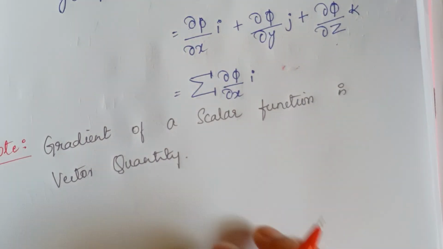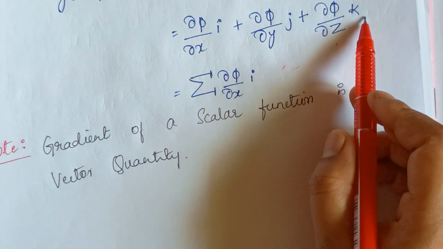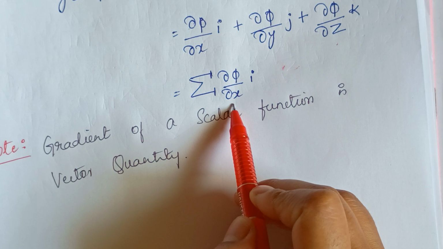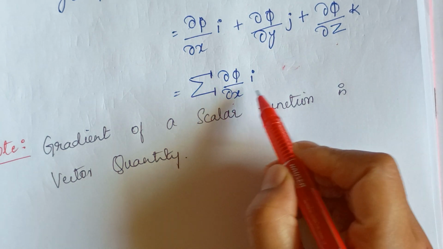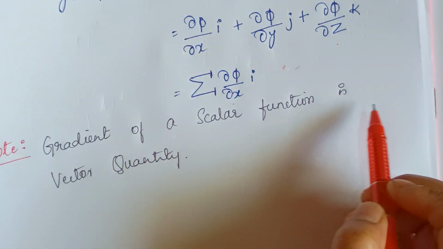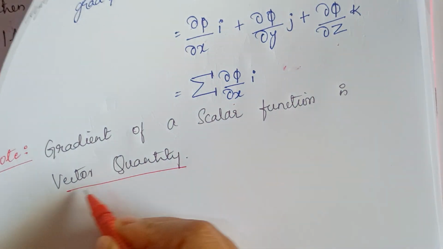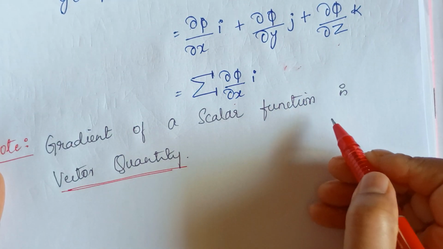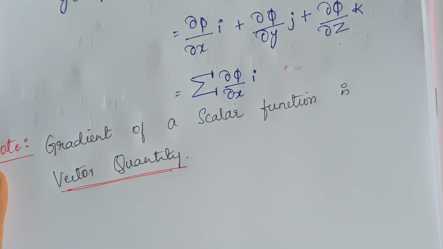If I write this as a summation, these three are unit vectors. The summation of dou phi by dou x into i, and so on. So note that the gradient of a scalar function is a vector quantity. Gradient of a scalar function is a vector quantity, and this is how it is written.